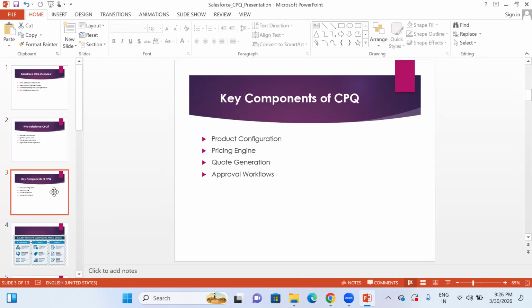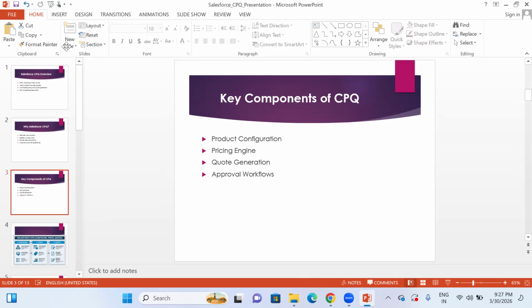Now, let us understand the different components. One is product configuration. Product configuration means the product is available, and now we have to configure it according to business needs and requirements. The Salesforce product is there, but we have to make changes in terms of data model, field level, and workflows, so that it fits rightly when we provide a quotation to the customer.